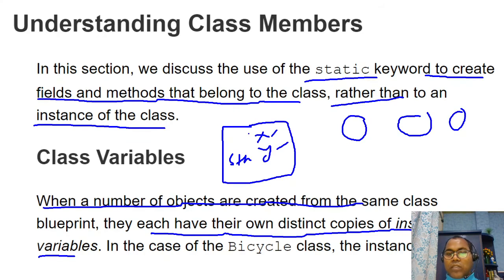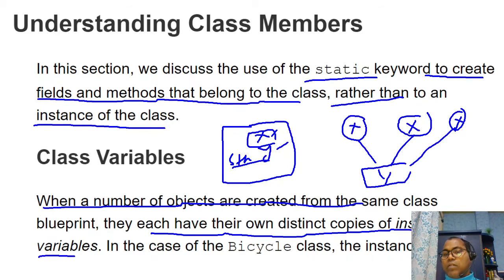So x is the instance variable. For each object, the x variable is a different instance; each object has its own x variable. But y is your class variable. They have only one class variable y, and that is shared by all objects. So each object has its own instance variable copy, but they don't have a class variable copy. The class variable copy is at the class level only, and it is shared by all the instances.